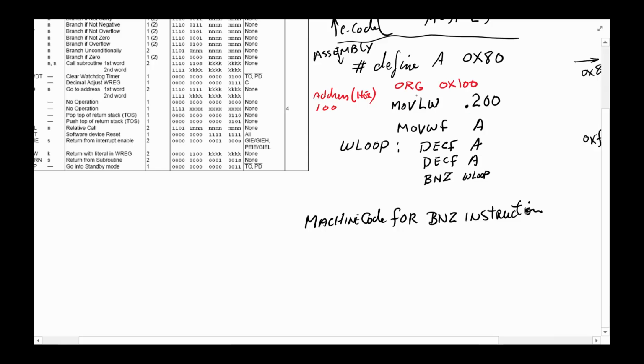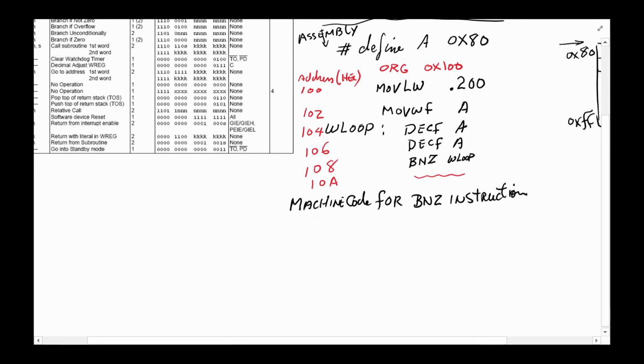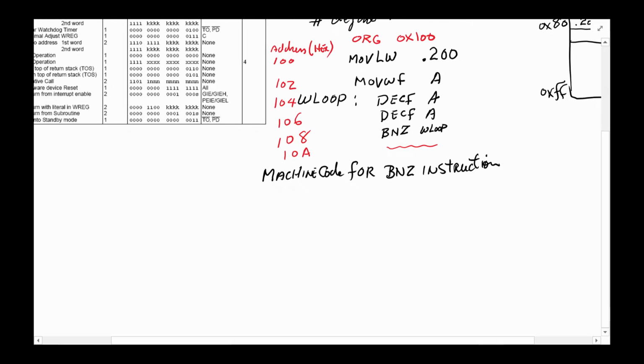We know this is 1 word or 2 bytes, and if that is 102, then there's another 2 bytes, 104, another 2 bytes, 106, and finally another 2 bytes, 108. If there was any instruction back here, it would be at 108. Okay, so if they want the machine code for this, we have to do a few things.